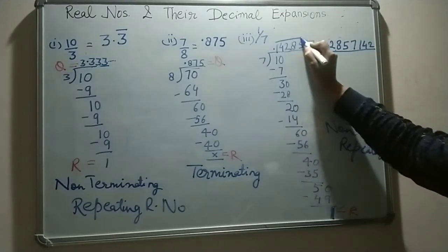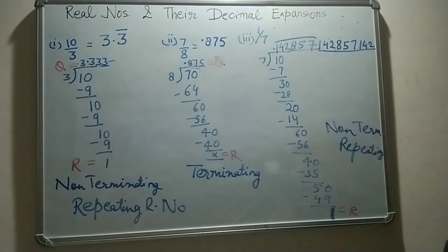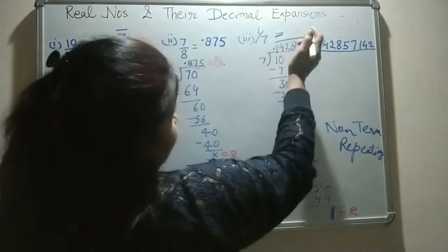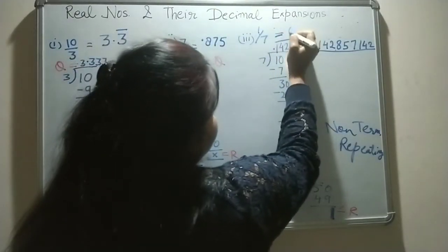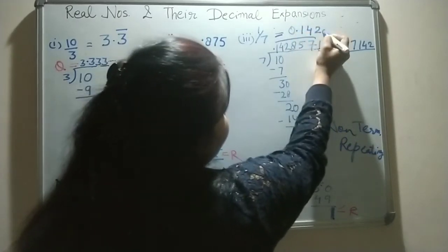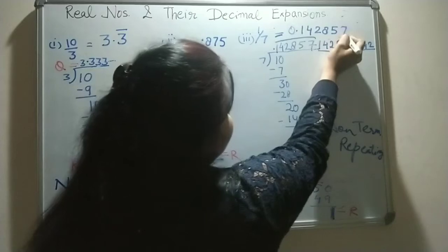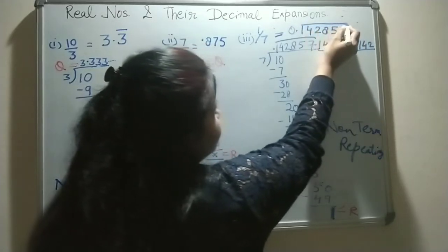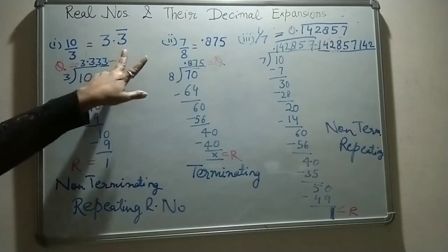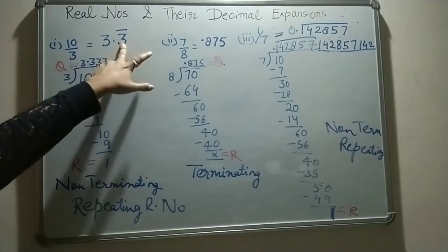Now we are going to put the bar till 7, from 1 till 7. So the answer of this expansion will be 142857 bar. Now this bar is termed a string. What do we term it? We term it a string.